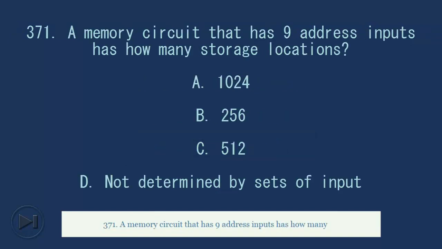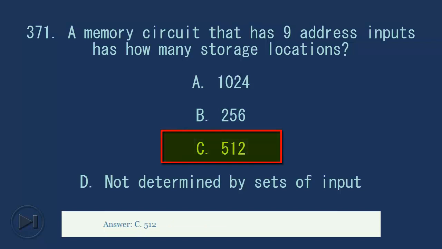371. A memory circuit that has 9 address inputs has how many storage locations? A. 1024. B. 256. C. 512. D. Not determined by sets of input. Answer, C. 512.